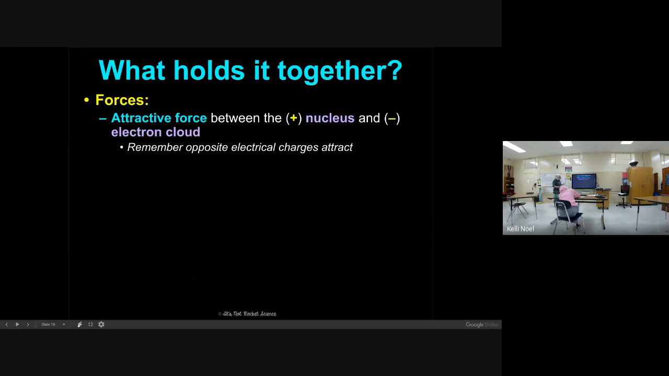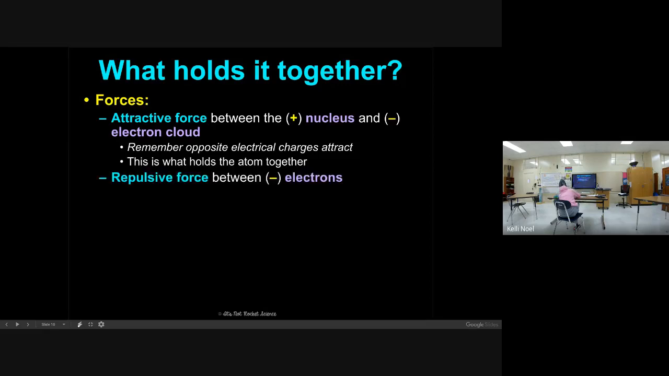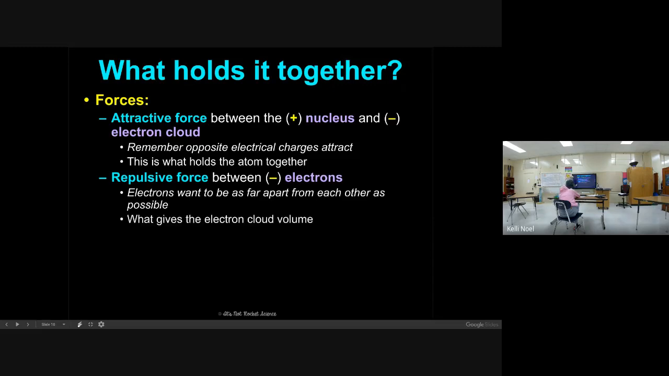Forces. So there's something called an attractive force. An attractive force is what happens between opposite charges, positive and negative. So they're going to attract each other, so it's an attractive force. And this is one of the forces holding the atom together. So then you also have kind of a repulsive force, and that's between electrons. So negative charges are not going to want to attract each other, so they're going to want to be as far apart from each other as possible, hence the volume of the atom.